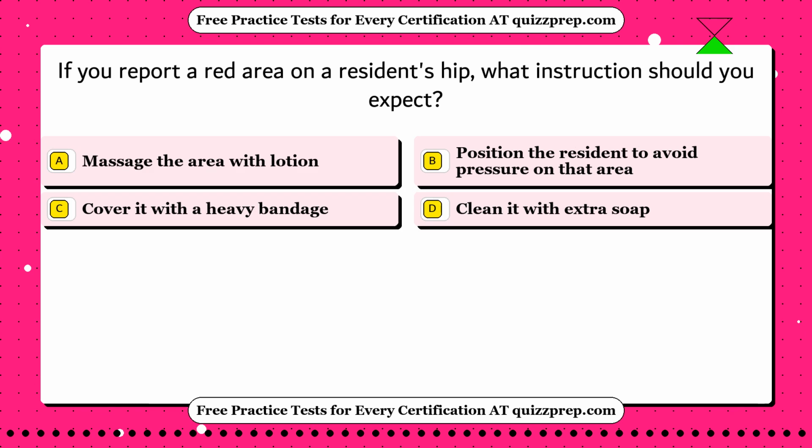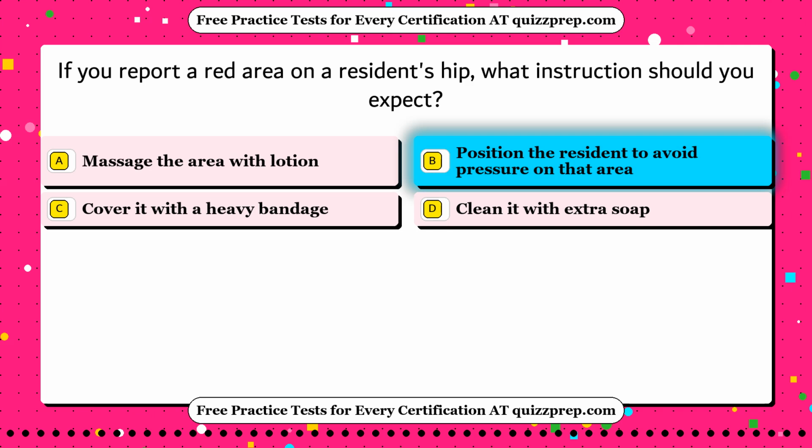Question 168. If you report a red area on a resident's hip, what instruction should you expect? Option A, massage the area with lotion. Option B, position the resident to avoid pressure on that area. Option C, cover it with a heavy bandage. Option D, clean it with extra soap.